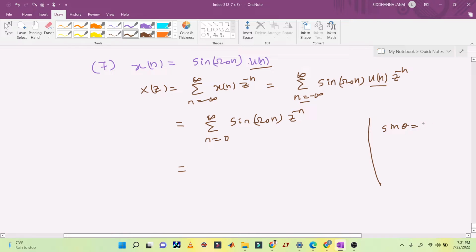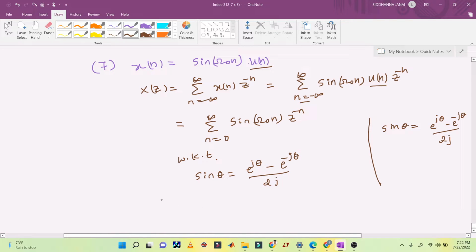Sin theta is equal to e to the power j theta minus e to the power minus j theta divided by 2j. Okay, using this equation we can directly write, or let me write here itself. We know that sin theta is equal to e to the power j theta minus e to the power minus j theta divided by 2j.